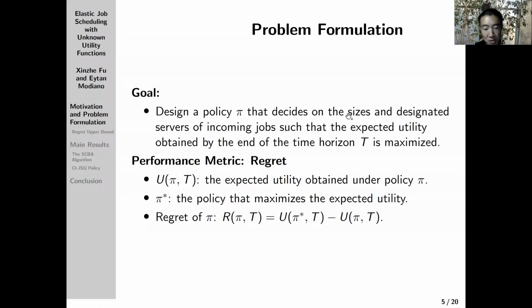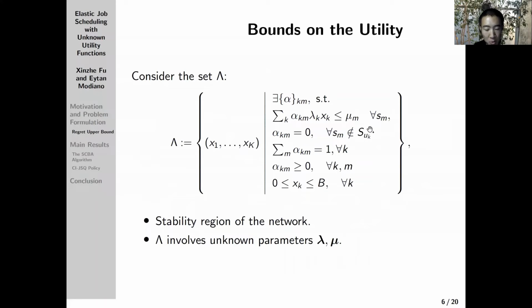Based on the formulation, I will proceed to present the main results of our work. First, I will give some bounds on expected utility. More specifically, I will first give an upper bound on the expected utility of the optimal policy, and then a lower bound on the expected utility of any policy, which will lead to a key upper bound on the regret of any policy that is instrumental in the analysis of the policy we will propose.